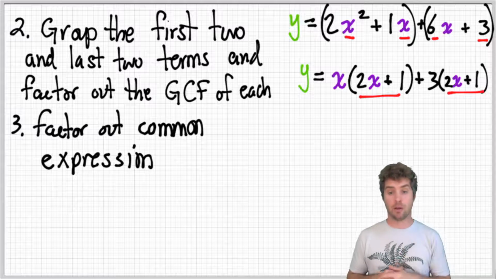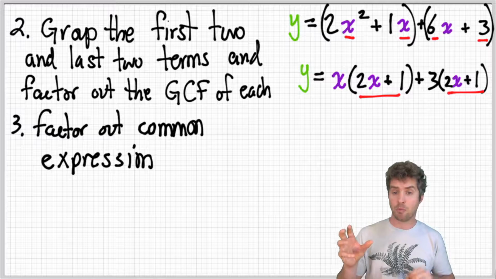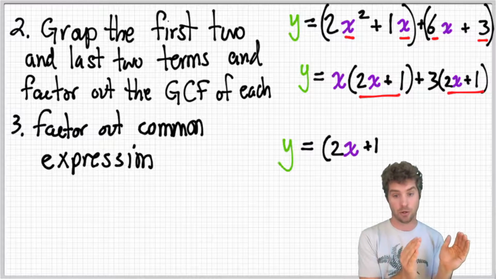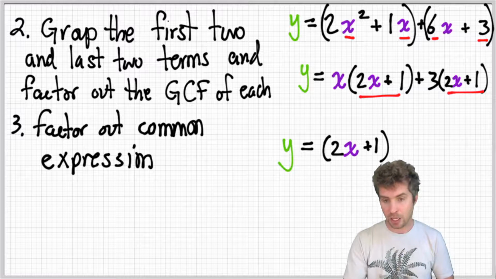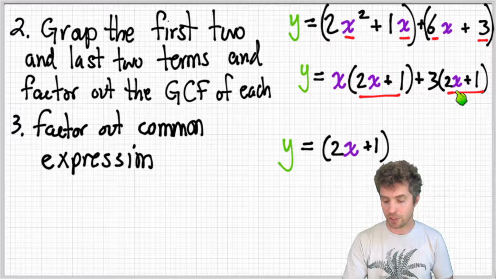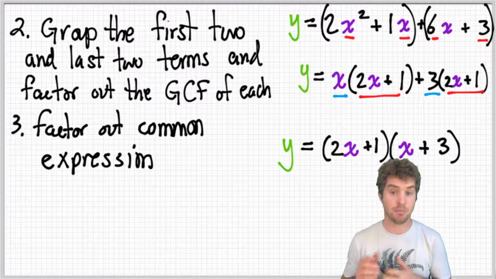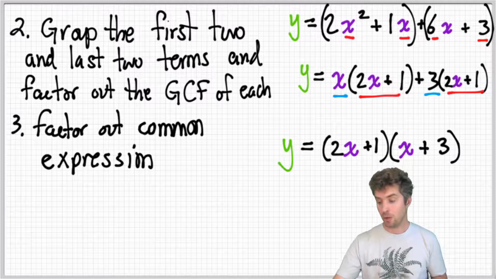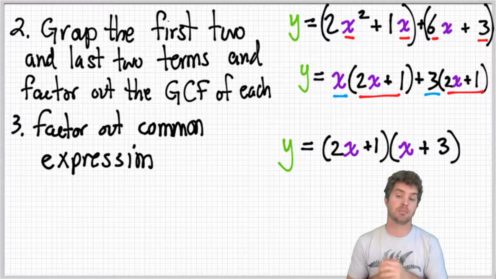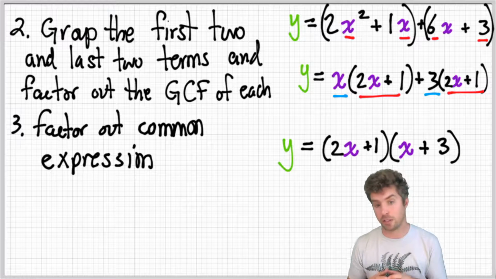So we're going to factor out that common expression, just like we factored out the x and the 3. We're going to factor out the 2x plus 1. So we're going to take that 2x plus 1 and write it on its own. And we're factoring that out of this, which leaves us with an x, and we're factoring it out of this, which leaves us with a 3. So we get this next expression, which is just x plus 3. Okay, and now we've done it. We've got our equation written as a product of two expressions. We've factorized it. We've now finished with the factoring.